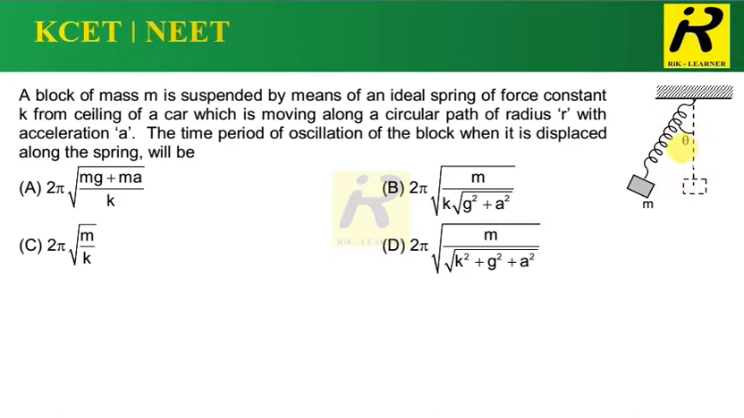Now when the car is about to turn in a circular path, when the car is turning to the right like this, the mass that is attached with the spring will move in this direction. So in this situation, how do we find the exact answer for the time period of oscillation?